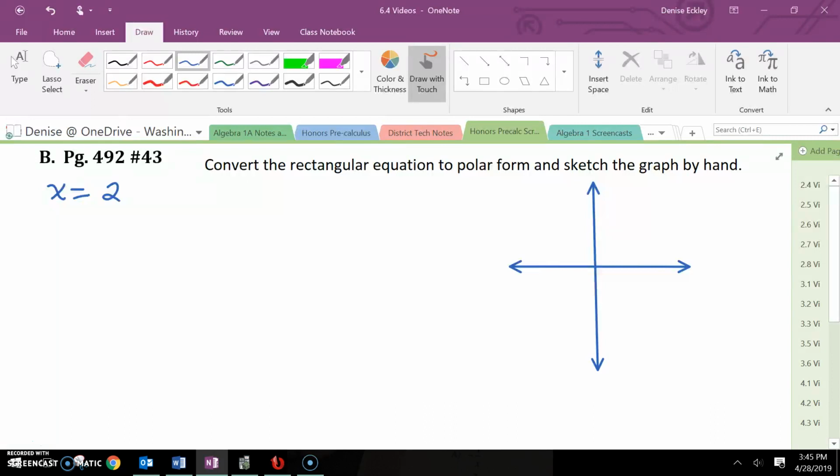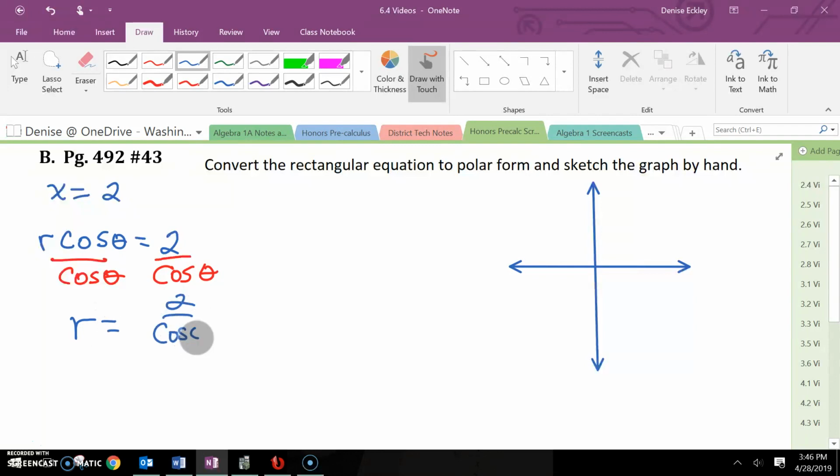So we know that x is defined as r cosine theta. So we're going to say that equals 2. And then we're going to solve this for r, because our polar coordinate equations start with r equals, where that's our dependent variable, and theta is our independent variable. So I'm going to divide both sides by cosine theta to solve for r. And I get r equals 2 over cosine theta, and 1 over cosine theta is secant theta, so we get the equation r equals 2 secant theta.